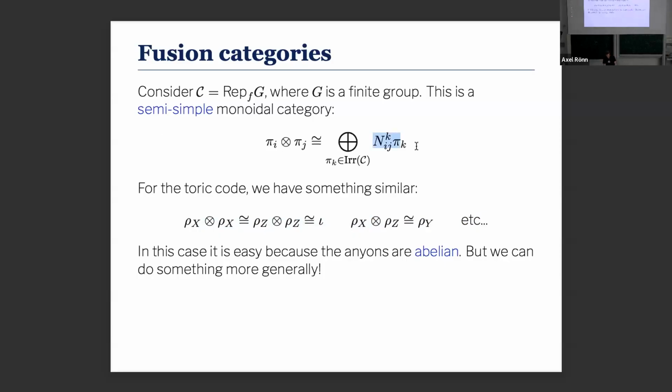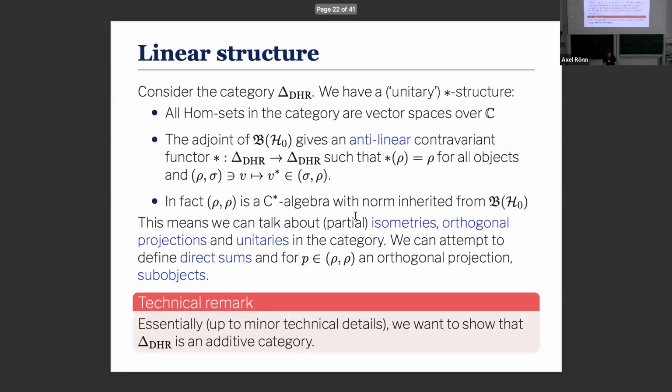But what I'm going to do is explain this procedure in a more general setting, with this superselection criterion. For the toric code, you don't really need that, but for the more general ones you do. So I have to say a little bit about the category.